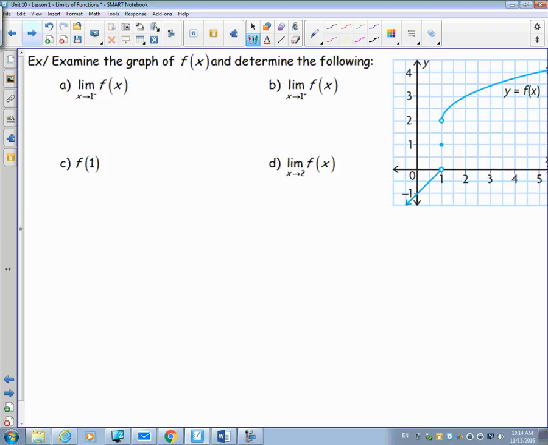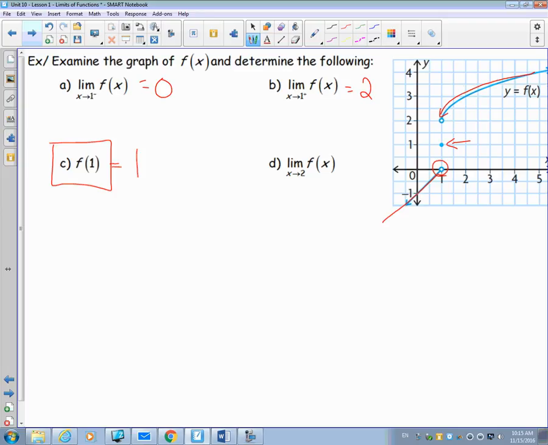All right, you guys can try the next one. So you use my graph. Can you figure out some different values off this graph? As we approach 1 from the left, we get closer and closer to 0. As we approach 1 from the right, we get closer and closer to 2. Question C is saying, what is the point at 1? Well, the point at 1 is actually right here. So our function value is 1. What would you say about the limit at 1? You would say it doesn't exist, because from the left and the right you have different values.